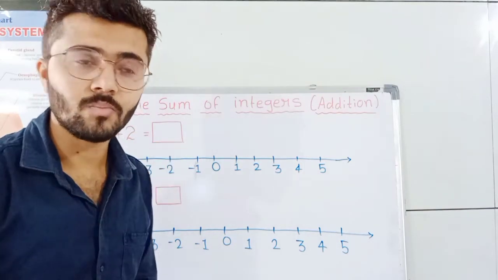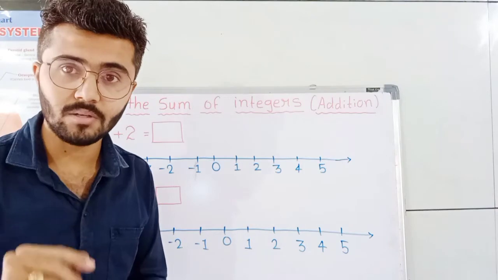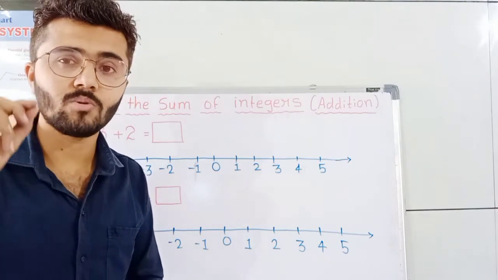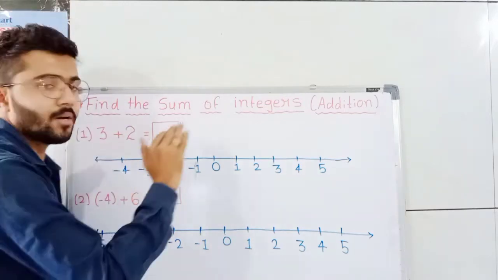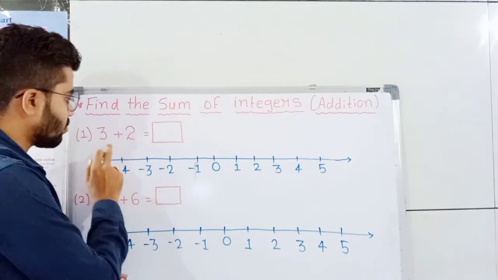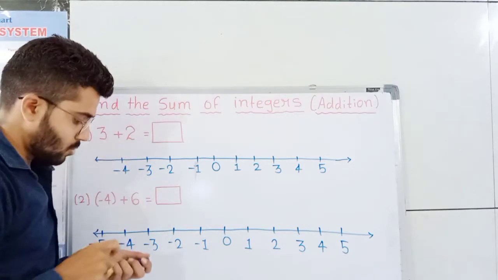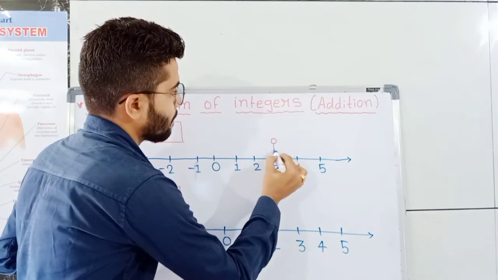3 plus 2. So first of all we will draw the number line. Now if it is addition, listen to me very carefully. If we are asked to add, it means we have to move to the right hand side. So we'll understand step by step. So what is given first in the question? 3. So we will stand here at 3.